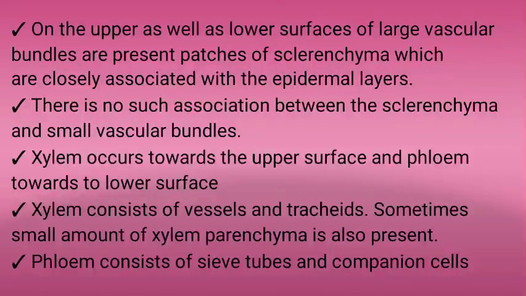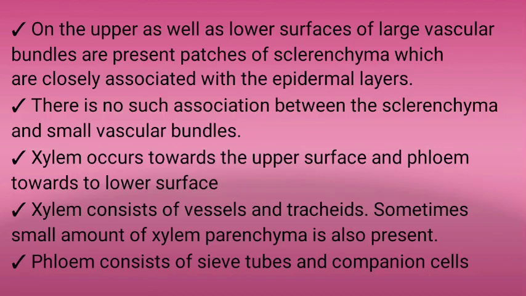On the upper as well as lower surfaces of large vascular bundles, there are patches of sclerenchyma which are closely associated with epidermal layers. There is no such association between the sclerenchyma and small vascular bundles. Xylem occurs towards the upper surface and phloem occurs towards the lower surface. Xylem consists of xylem vessels and tracheids. Sometimes a small amount of xylem parenchyma is also present in xylem. Phloem consists of sieve tubes and companion cells only.